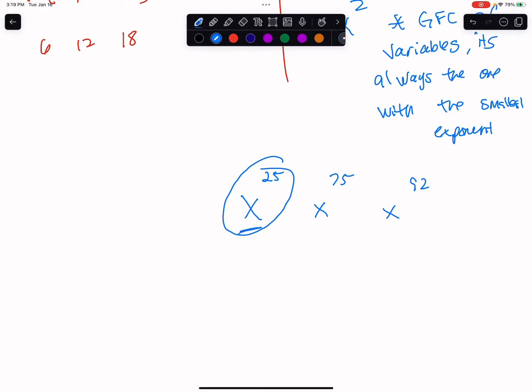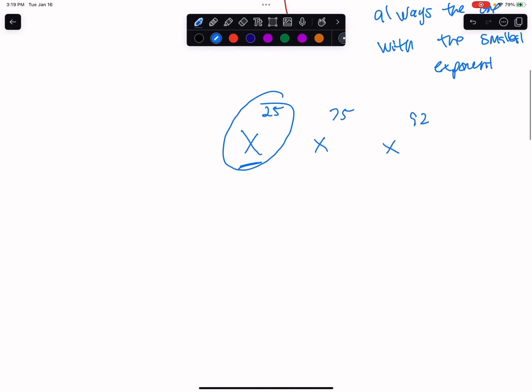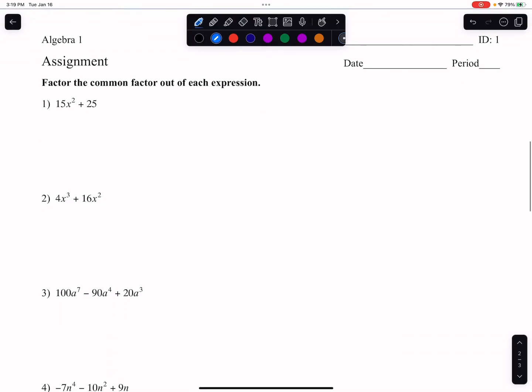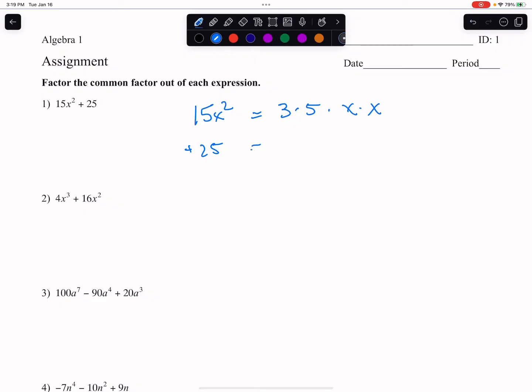So now we're going to apply that concept to algebra, okay? So here we go. Let's look at some algebra questions. So we got to figure out, what is the greatest common factor? What do both of these have in common? Well, 15x squared plus 25. So 15x squared, well, 15 is really 3 times 5. And x squared is really x times x. And 25 is 5 times 5.